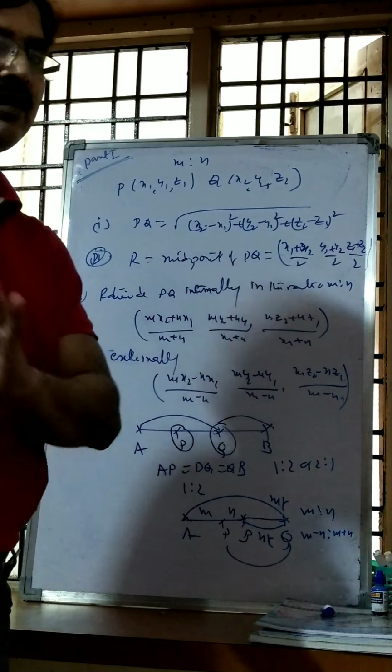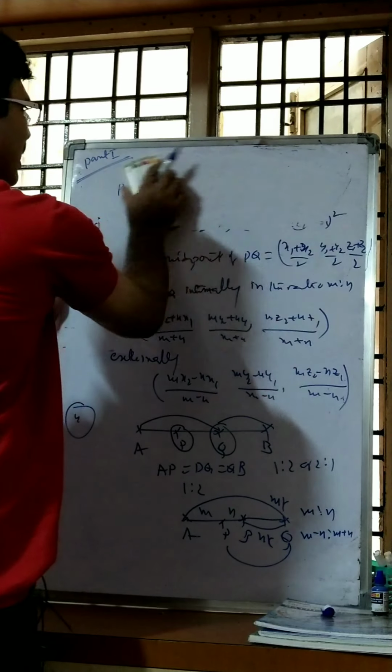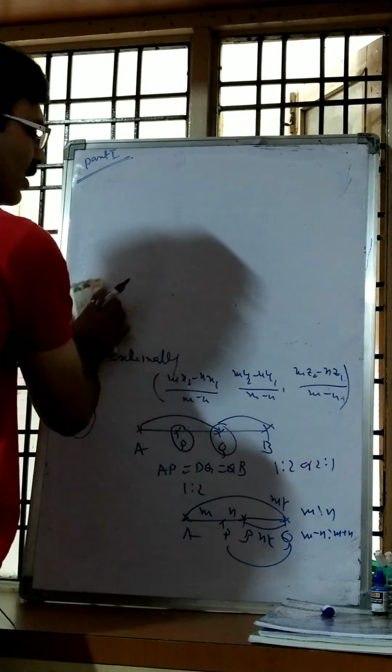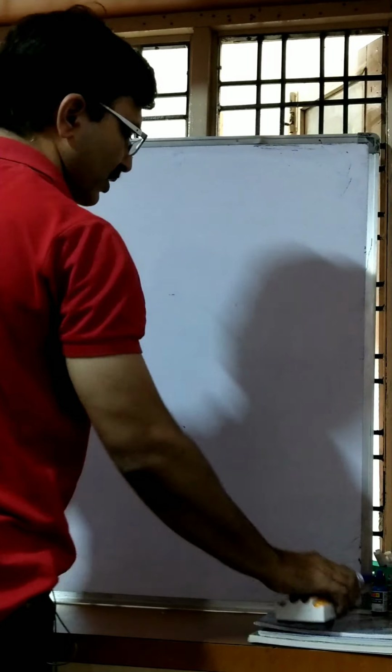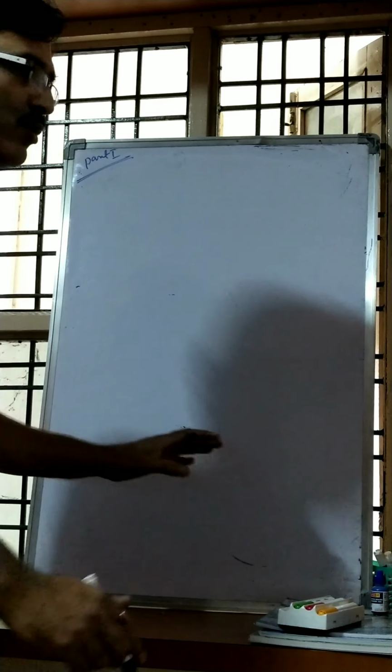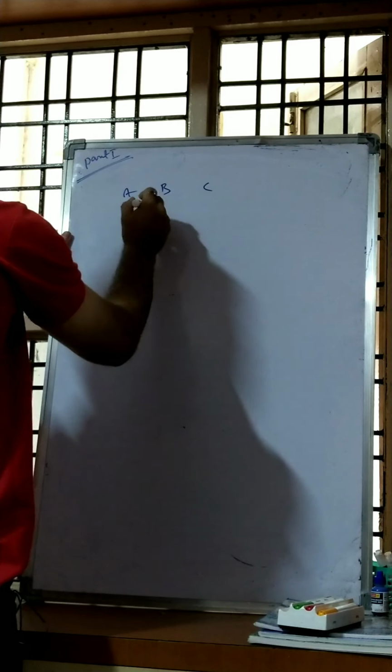In 3D geometry, we are not going to discuss slope. Please remember, slope is not related here. Instead of slope, we have DCs and DRs. So when we are discussing all this, now you may have a doubt. If 3 points are given, A, B, C, what happened?